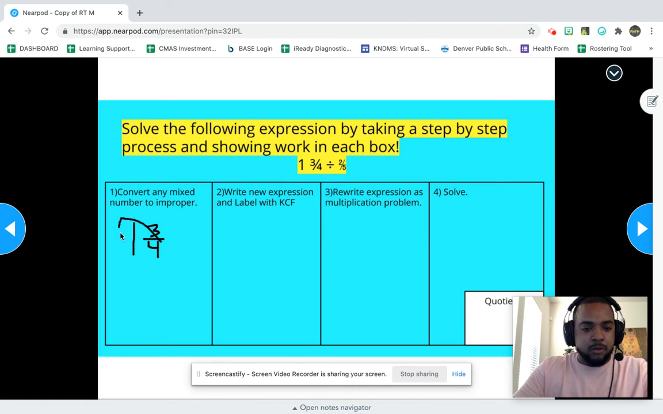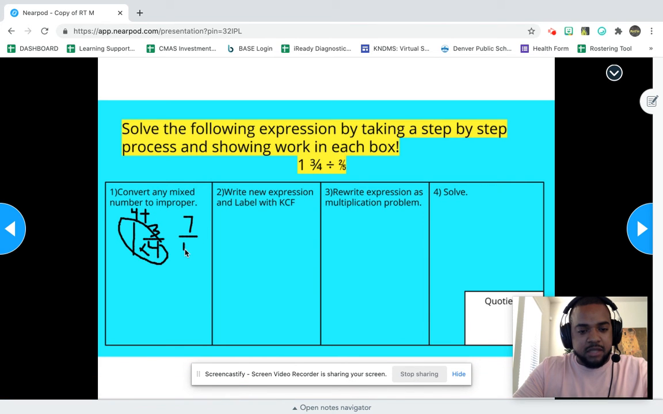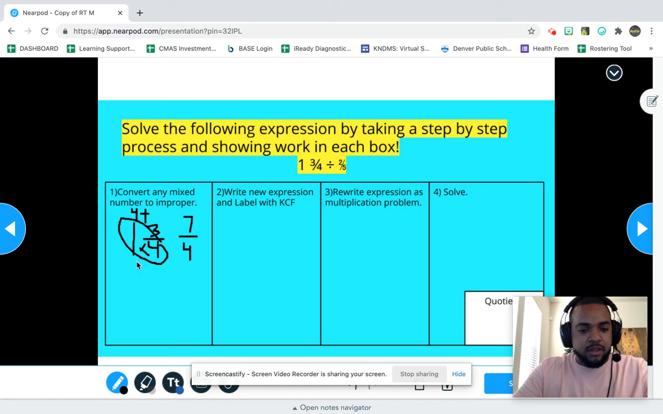improper fraction by multiplying my whole by my denominator. 1 times 4 is 4. Adding that product to our numerator, which is 3. 4 plus 3 is 7. And then keeping my denominator the same. So now I know that 1 3/4 turned into 7/4. I want to go ahead and go to my next step.